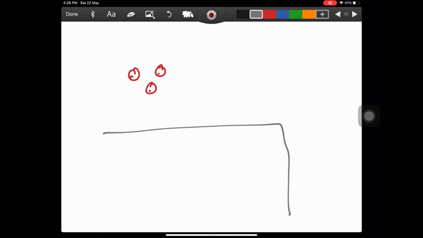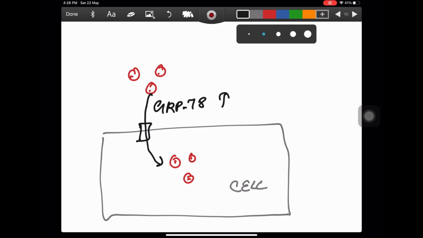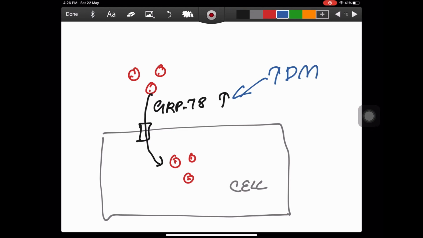mucor. Okay, so there is this spore here, they want to enter the cell, and what diabetes does is there is a protein here. Okay, this is known as GRP78. Okay, this GRP78 helps this spore to enter the cell. Okay, so enter the human cell, and GRP78 in the expression, it is elevated by diabetes.